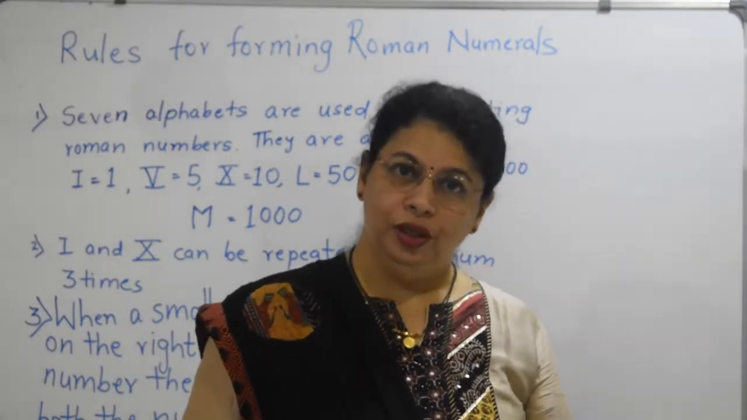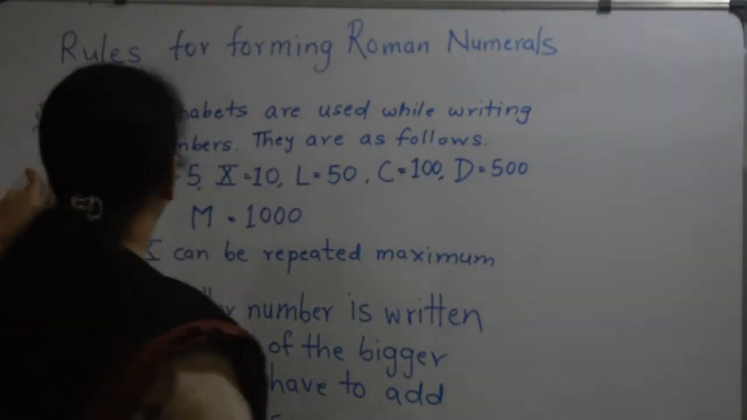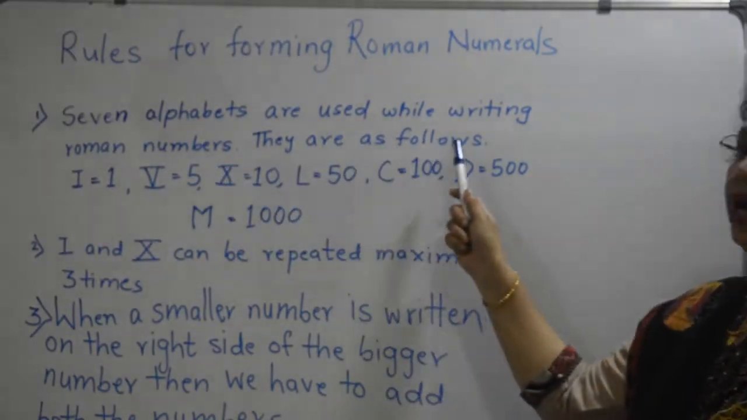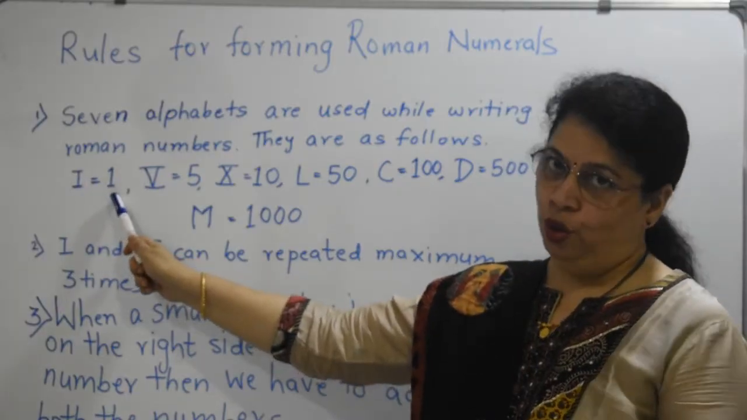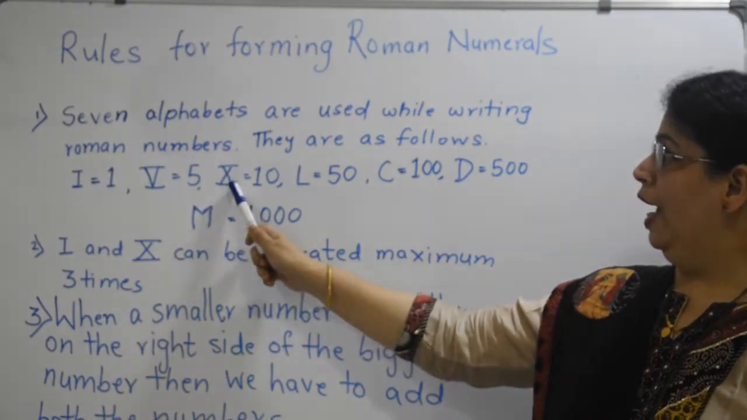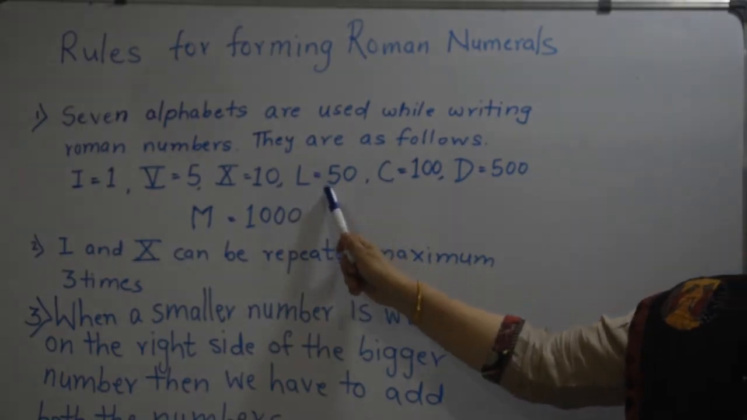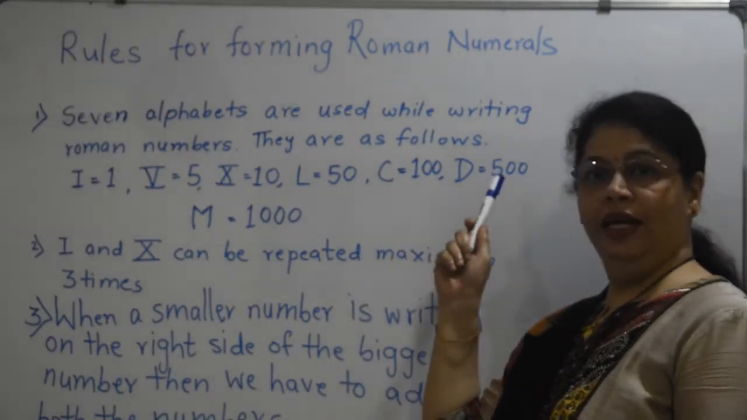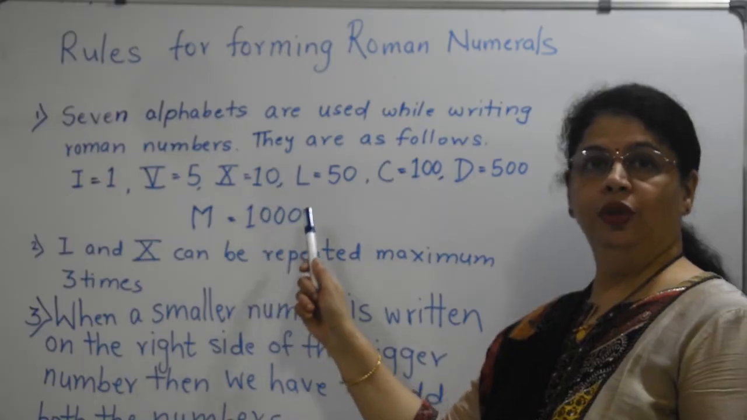Students, now we are going to learn rules for forming Roman numerals. Okay? Rule number 1. 7 alphabets are used while writing Roman numerals. They are as follows. I is equal to 1. You all know that. V is equal to 5. X is equal to 10. L is equal to 50. This may be new to you. C is equal to 100. D is equal to 500. And M is equal to 1000.